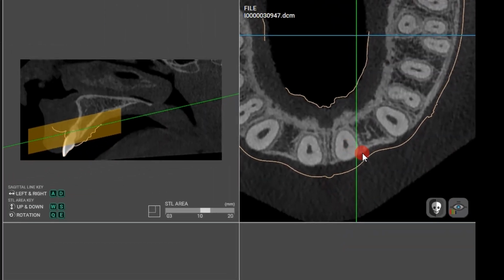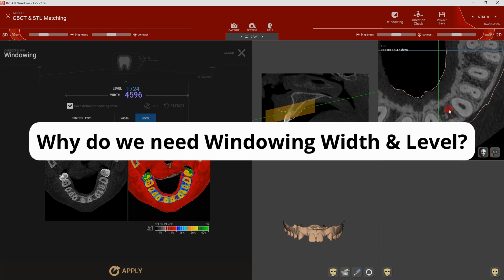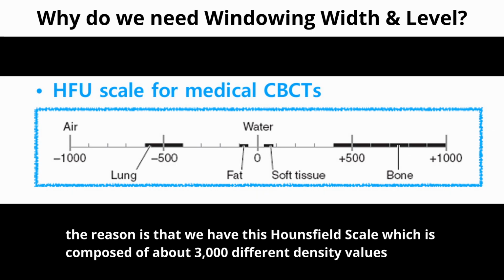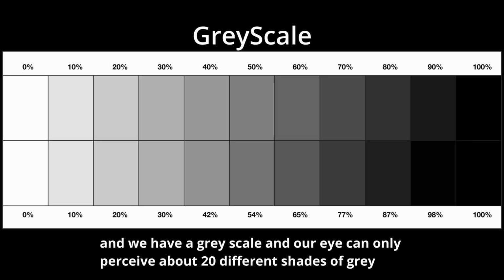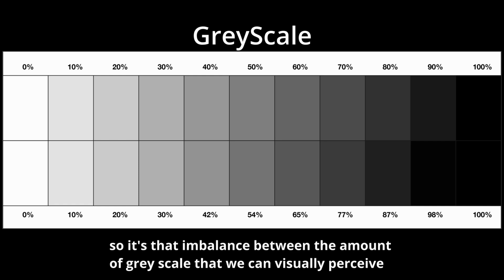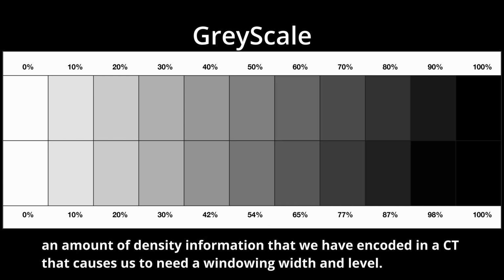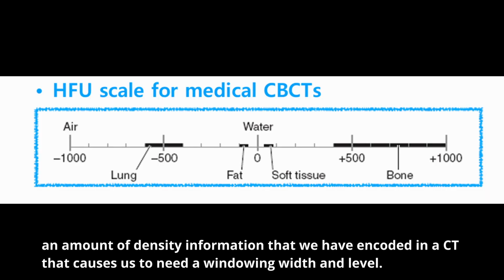So my friends, the question is, why do we need windowing width and level? The reason is because we have this Hounsfield scale which is composed of about 3000 density values, and we have the grayscale, but our eye can only perceive like 20 shades of gray. So it's that imbalance between the amount of grayscale that we can visually perceive and the amount of density information that we have encoded in a CT that causes us to need a windowing width and level.